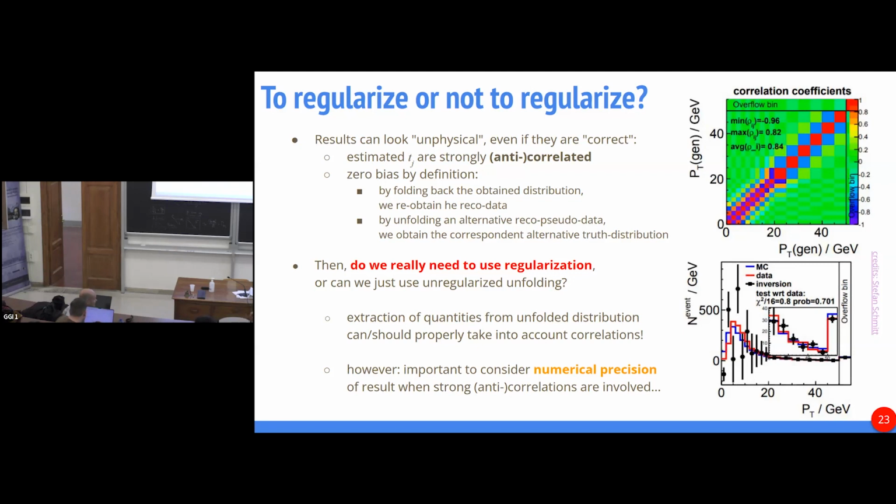I think a good exercise is for the experiments to internally try to invert their own covariance matrix, which at times wasn't done in the past. It's an obvious closure test. Yes, exactly.